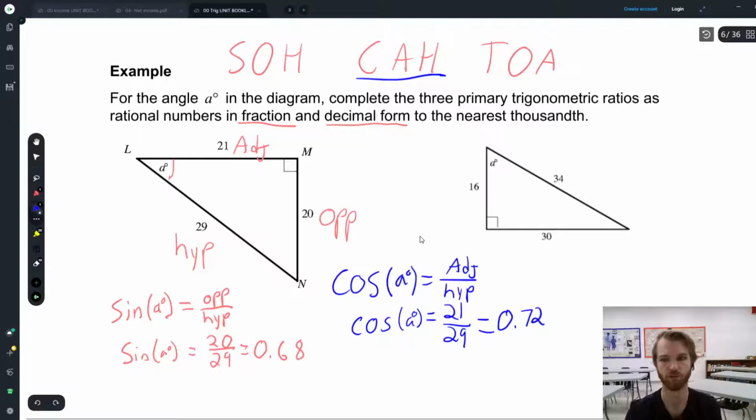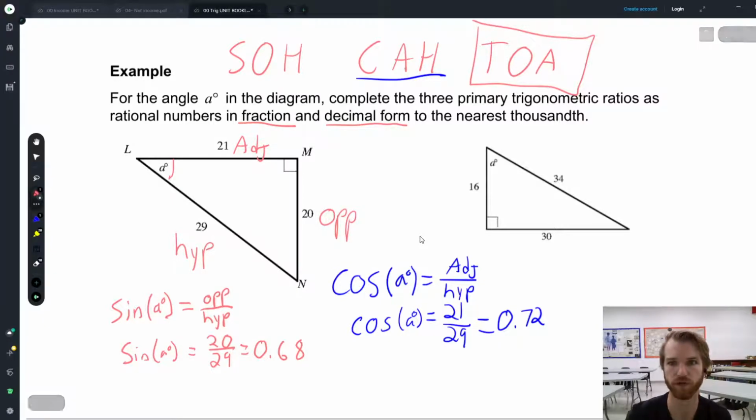0.72. So this decimal and this fraction mean the same thing. They are both the cos ratio. All right, lastly for this triangle, I'm just going to take up this whole page of space, is our tangent ratio. So tangent is opposite over adjacent. So we write it out the exact same way that we did the others.